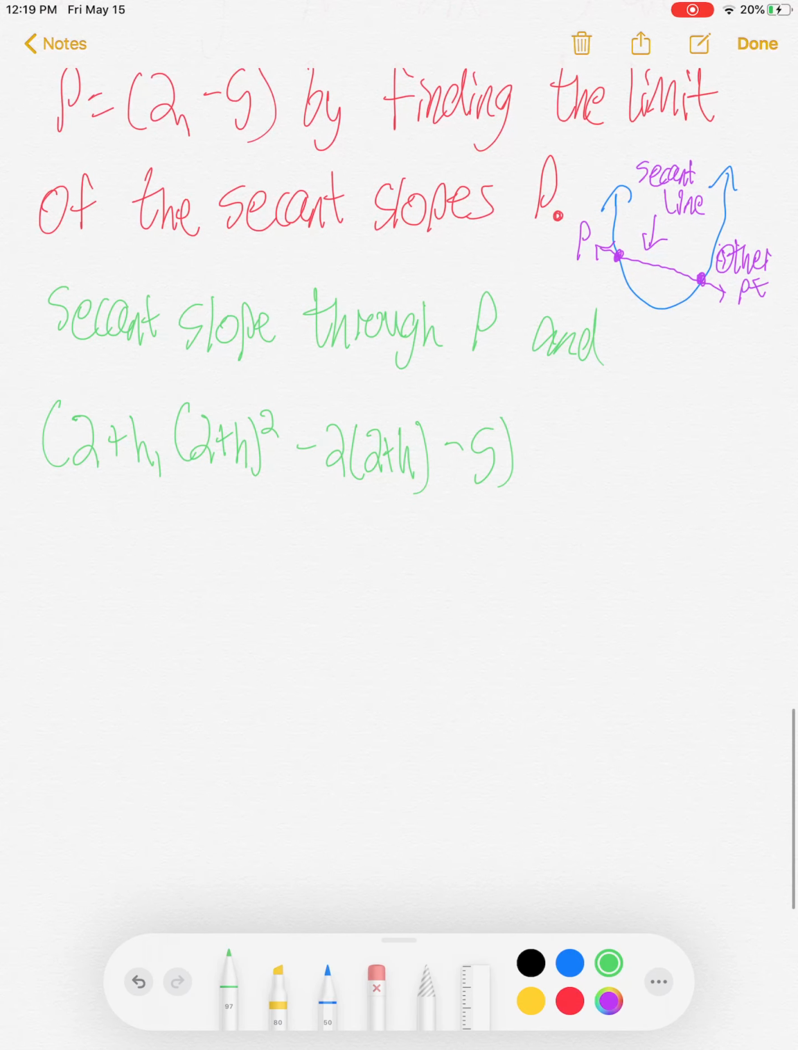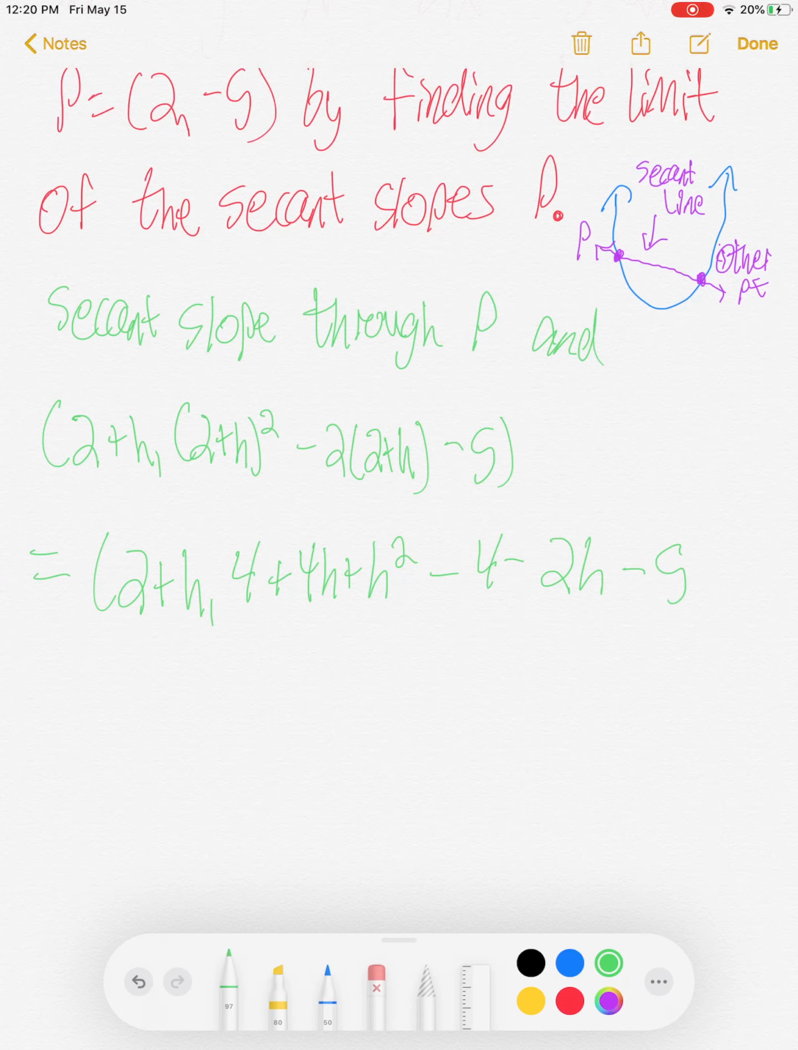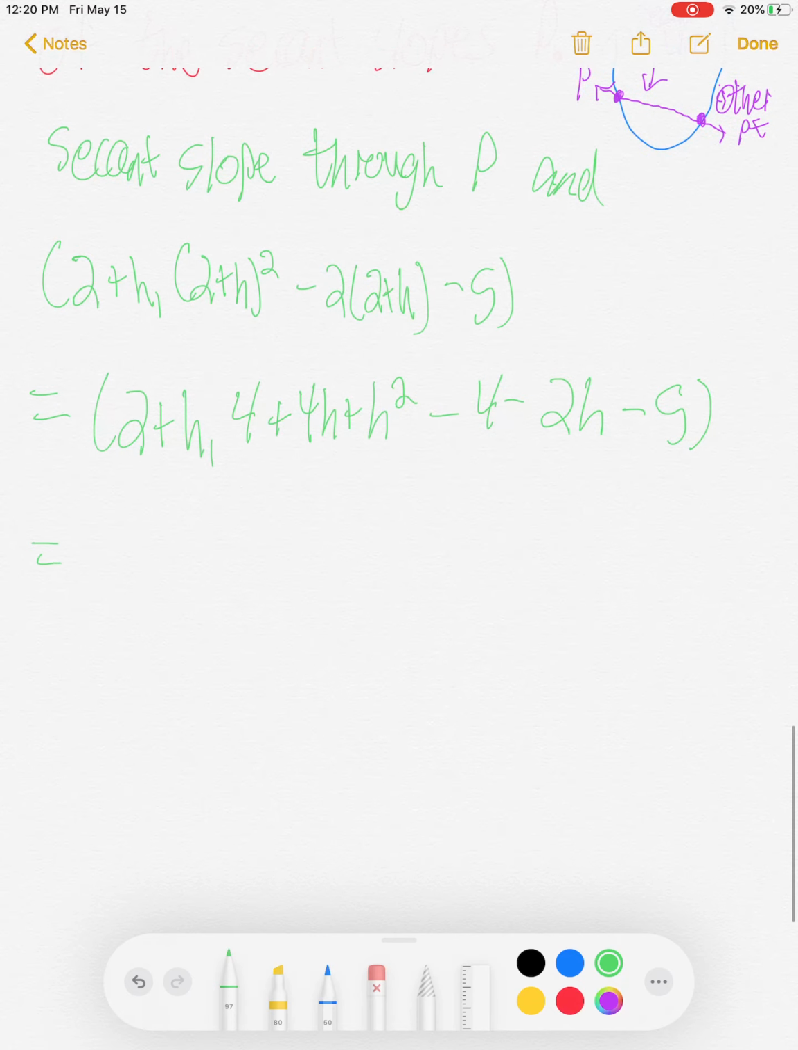Okay, again, this looks kind of ugly, but it's just a point. The x-coordinate is still just 2 plus h. The y-coordinate is now 4 plus 4h plus h squared minus 4 minus 2h minus 5. I feel like I'm going through some of these algebraic steps a little bit quickly, but the nice thing about a YouTube video is that you can slow it down and check my work as you need to. So I'm not going to waste a ton of time on these algebraic steps. This simplifies to h squared plus 4h minus 2h, which gives plus 2h. And then 4 minus 4 is 0, minus 5 is just minus 5.